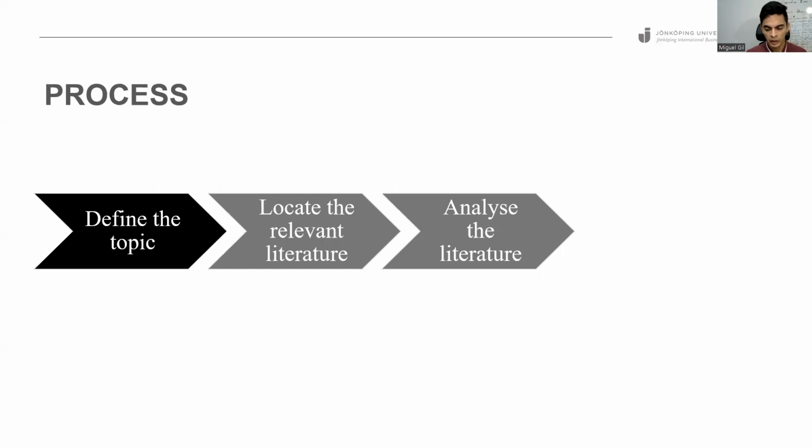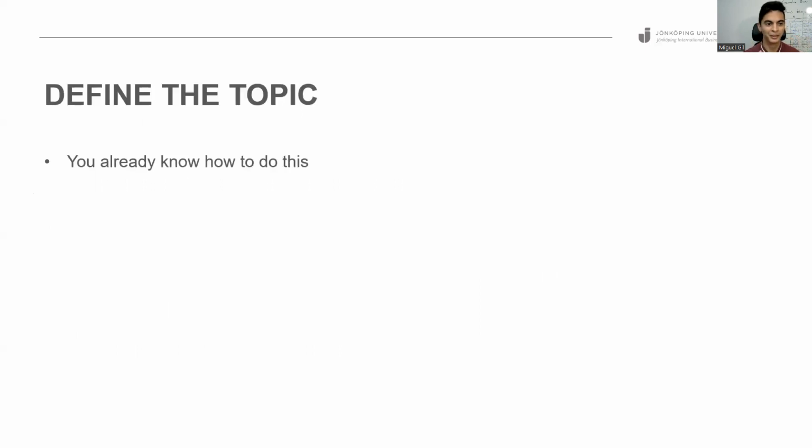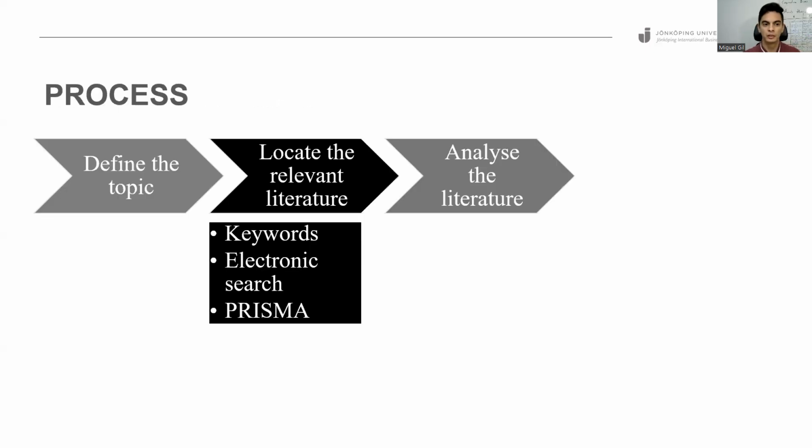So the process of writing a literature review is also, well, I envision it in 3 steps. The first one is defining the topic. And good news, you already know how to do this. Remember, that's from the previous lecture. There are, I think, 3 or 4 videos about it, so I won't talk about it in this lecture. The next step is to locate the relevant literature. And I will talk about that in the next videos. We start with the first ideas.